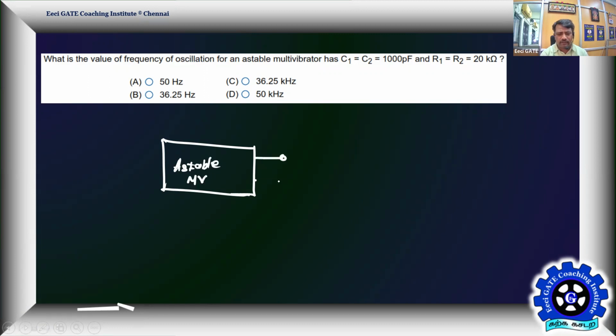It is going to produce the output. The output is going to be a square wave. Even you can take a single terminal that is with reference to the ground. Okay, so it is going to produce the output that's going to be a square wave. That square wave is going to have an on time and off time, like that. Okay, so this is going to have no stable states. This is going to be one state and this is going to be another state. This will be logic 0 and this will be logic 1.